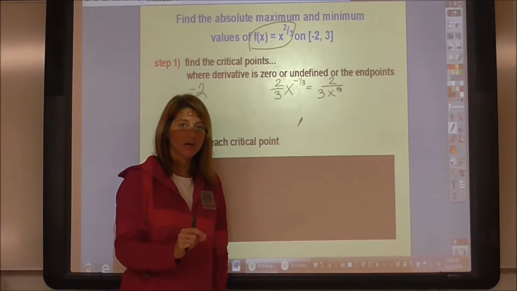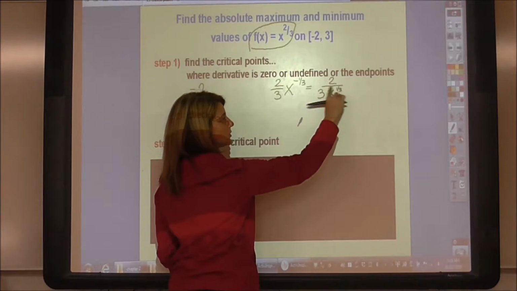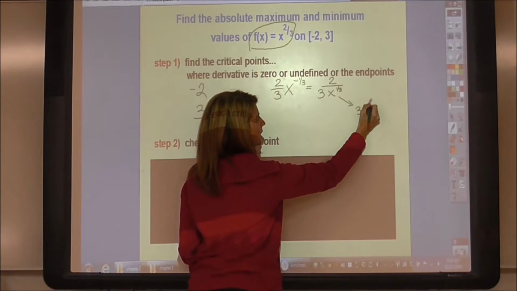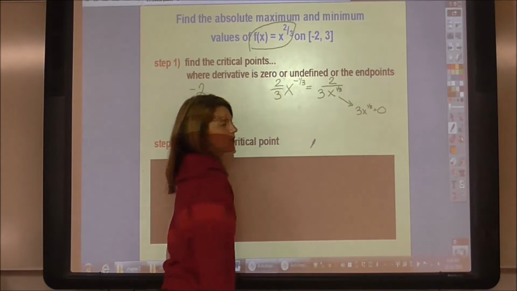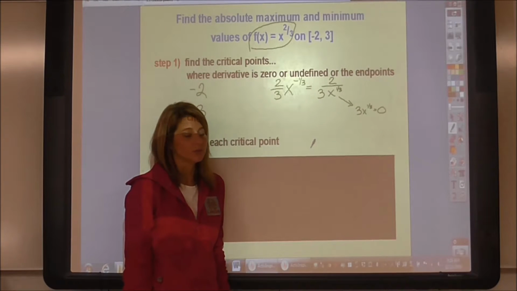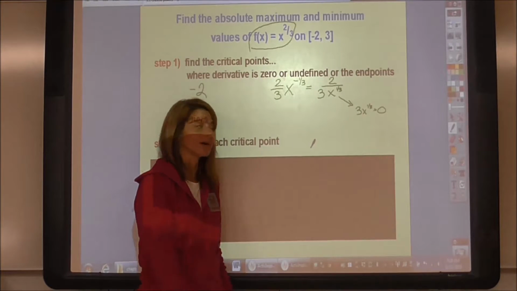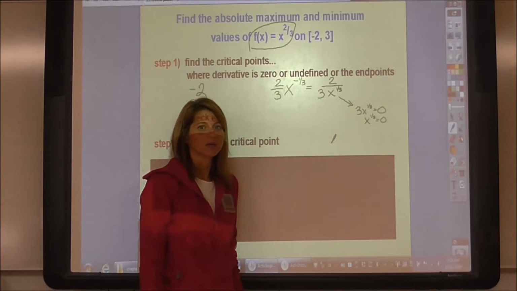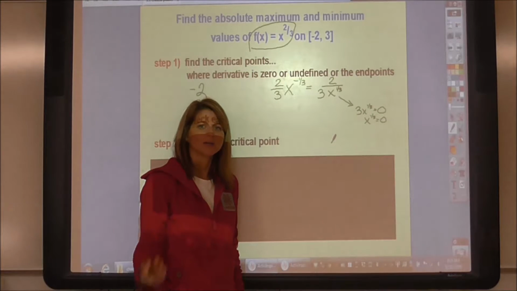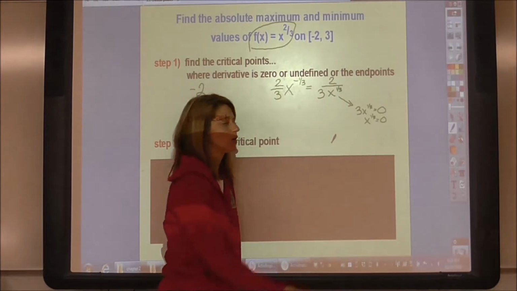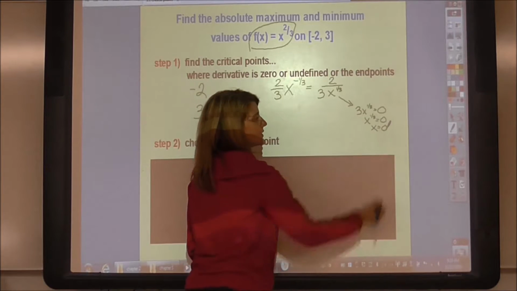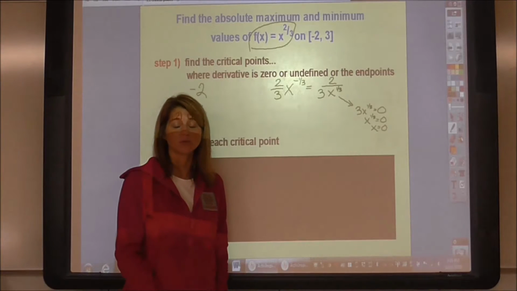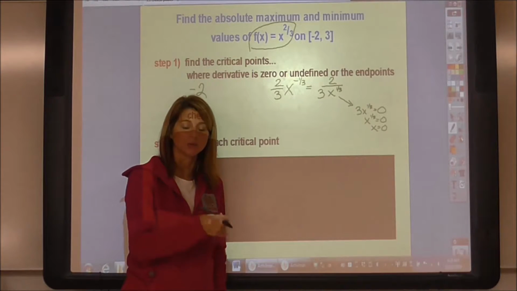Well, it's undefined when your denominator equals 0. So I'm going to do that. Where does that denominator equal 0? You can probably do that in your head, but if you need to, we can solve it out. We can divide by 3. And I guess we can take it to the third power. Something to the 1/3 power is 0. I hope you know that that is 0. So that's another critical point. That's what makes my derivative undefined. It made the denominator equal 0.